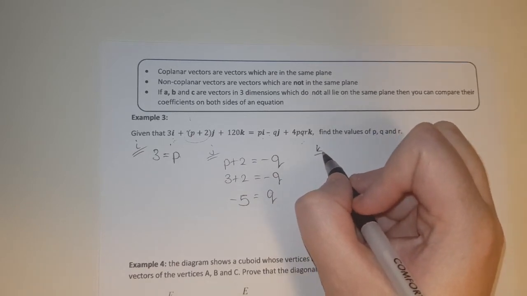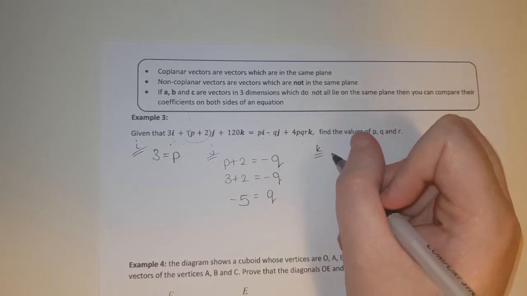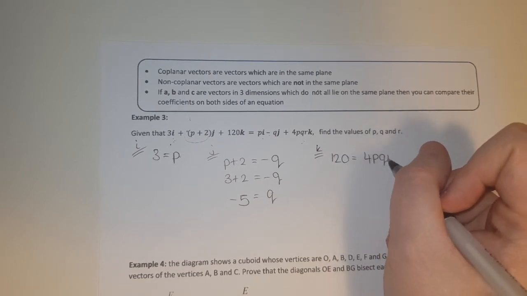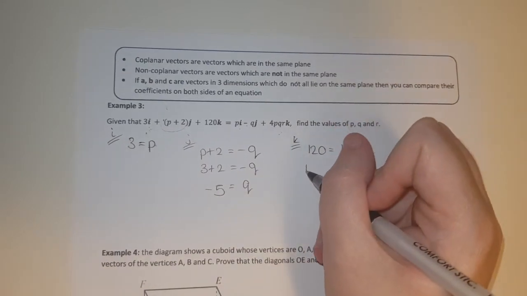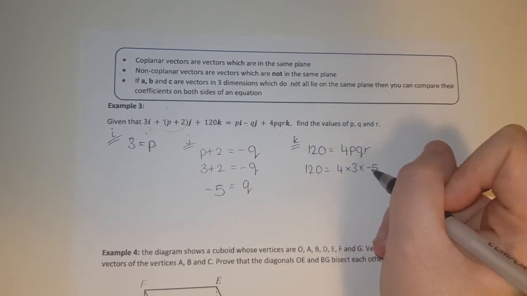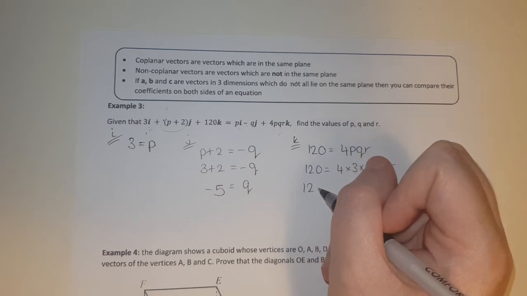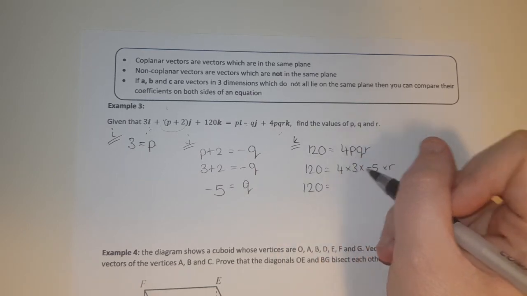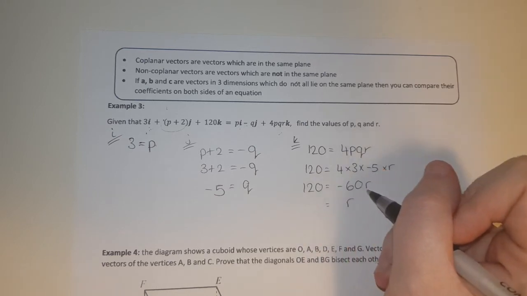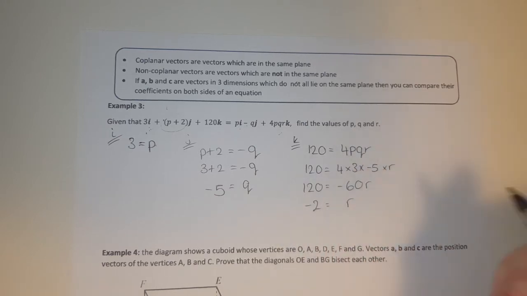And then if I look at the k terms, I've got 120 is equal to 4pqr. So I get 120 equals 4 times 3 times minus 5 times r. So 120 is 4 times 3 is 12 times minus 5 is minus 60r, in which case if I divide by minus 60, r equals minus 2. And that's it. Nice and straightforward. You get your p, q, and r.